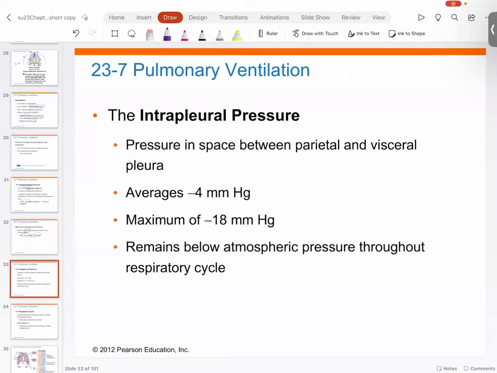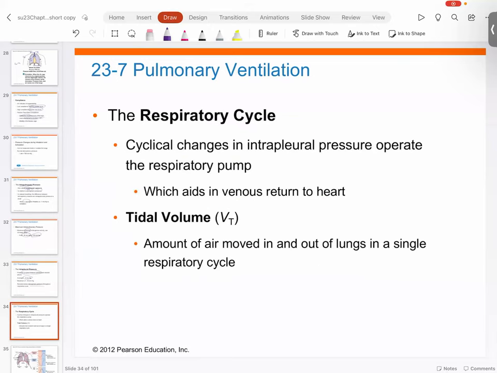So the intrapleural pressure, this is the pressure in the space between the parietal and the visceral. And this is important, because there's fluid in there, but it also has pressure. And as you change the pressures of your lung tissue, it's also going to change the pressure of that space. So when you take a look at the intrapleural pressure, it's basically oscillating between minus 4 and minus 18, but it always remains below atmospheric throughout the entire cycle.